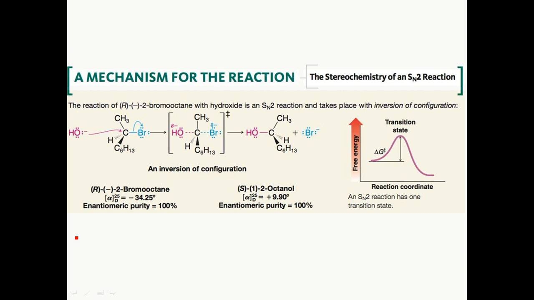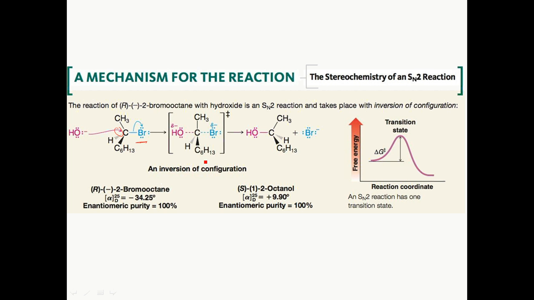The first one we're going to talk about is SN2, and this is right out of your book. Basically what you have here is a negative hydroxide, which brings a pair of electrons, and if you pay attention, it actually attacks on the back side of the carbon, opposite of where the leaving group is, which in this case is the bromine.